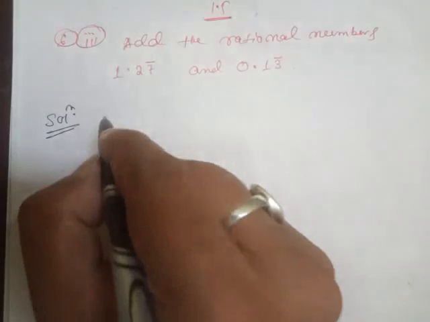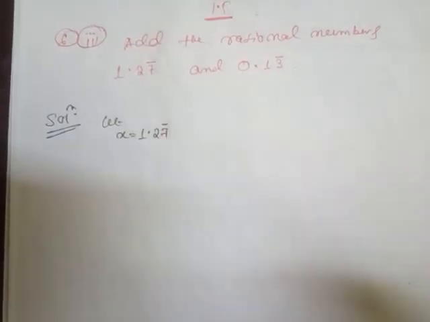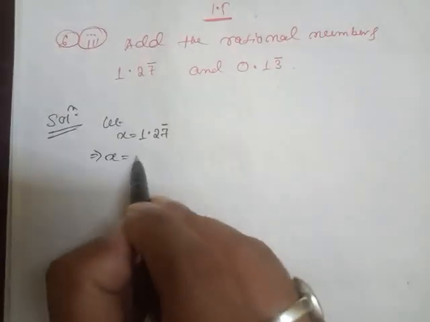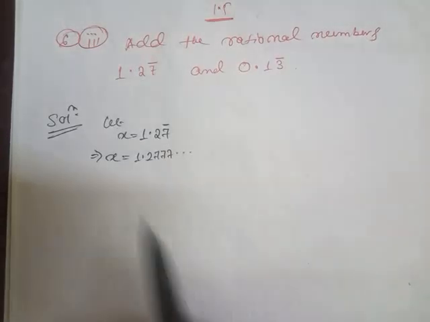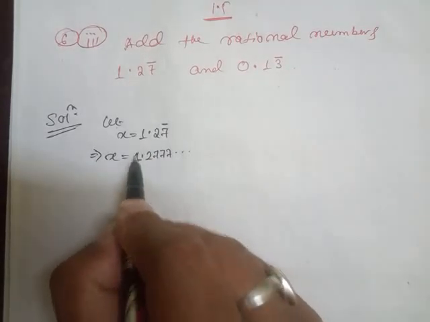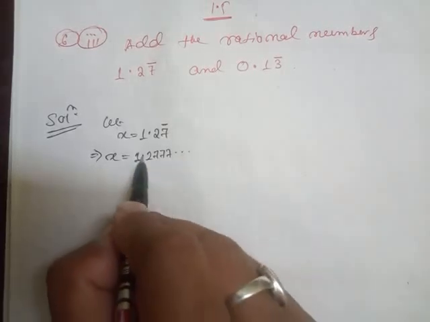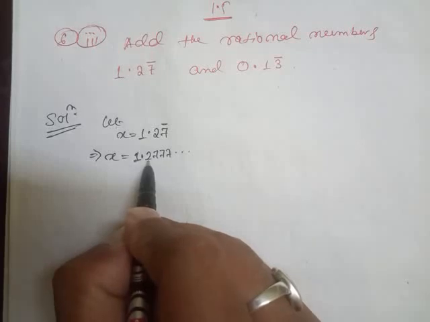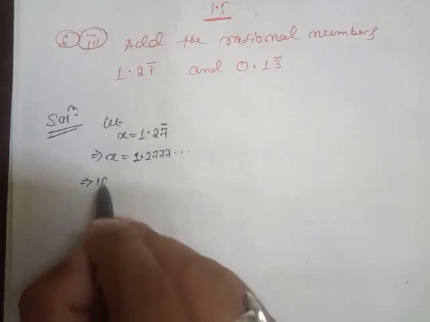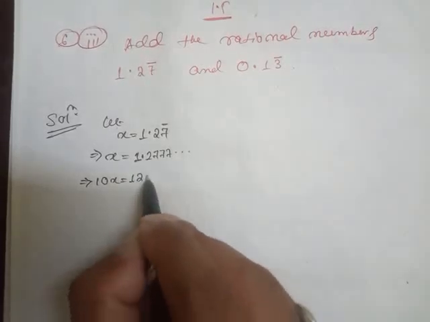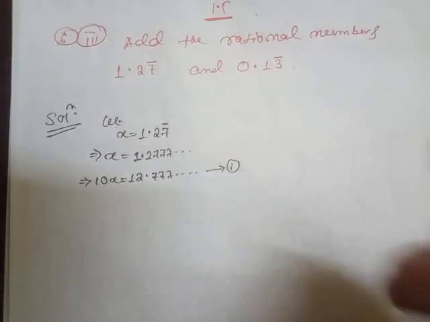Now students, look here, let x equal to 1.27 bar, which means x equals 1.2777 and it will go on. Now look students, how to solve this one. Here the digit 7 repeats many times, so after the decimal point only one digit is not common, and the rest are common digits. So multiply by 10, which gives 10x equals 12.777, and I am taking this as equation number 1.